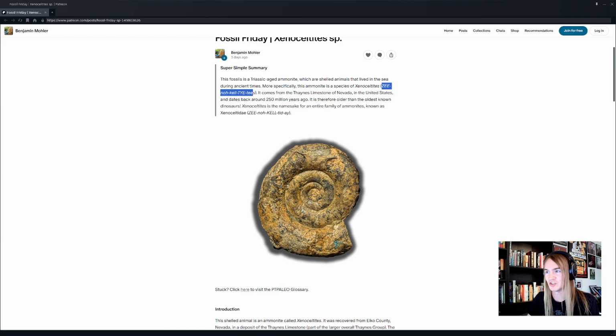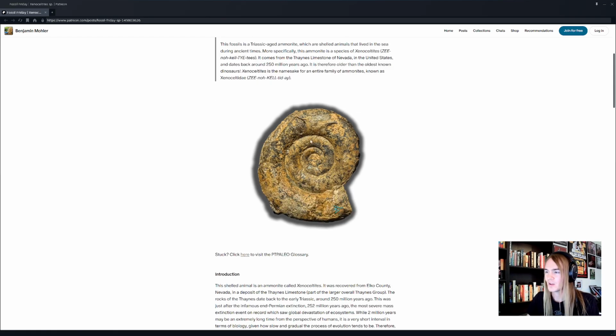I've included a suggested pronunciation. It comes from the Thanys limestone of Nevada in the United States and dates back around 250 million years ago. It is therefore older than the oldest known dinosaurs. Xenoceltites is the namesake for an entire family of ammonites known as Xenoceltidae. And then you have a photo of the ammonite.